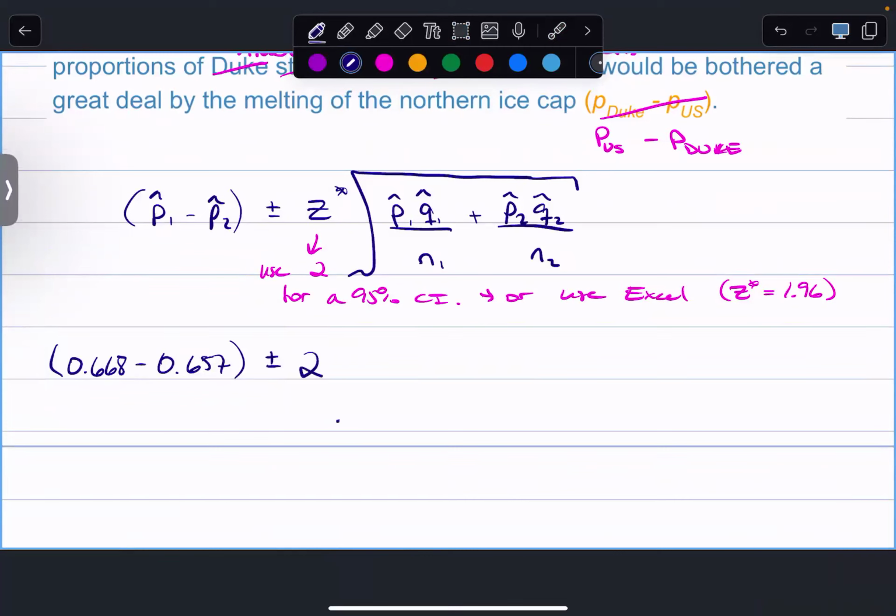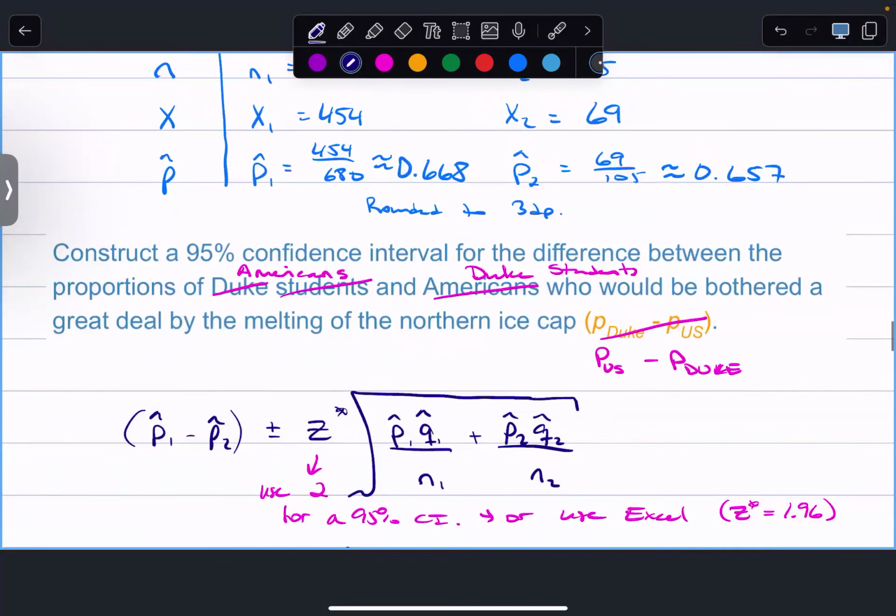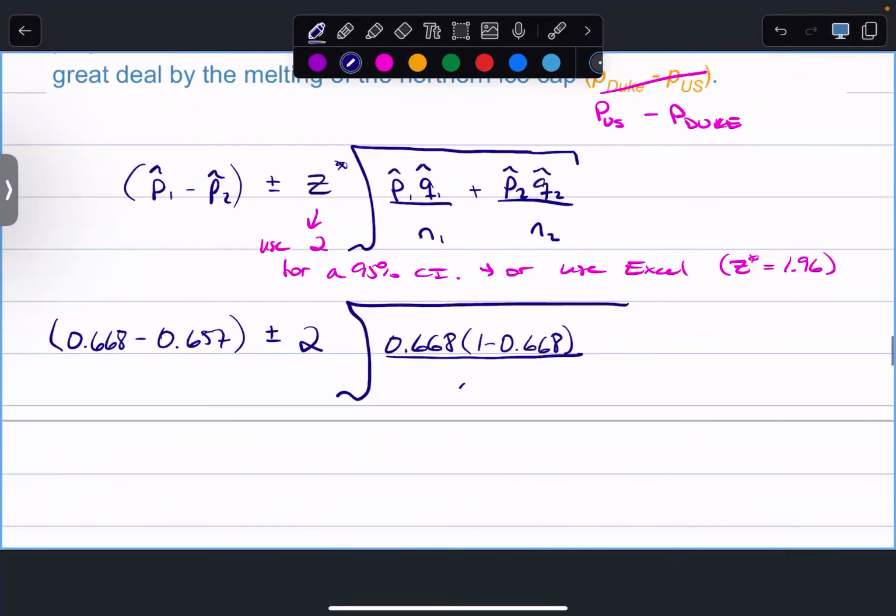Plus or minus 2 times the square root of 0.668 times 1 minus 0.668 divided by n1, which was 680. So many 6s and 8s. Plus p2 hat, which was 0.657 times 1 minus 0.657 divided by 105.